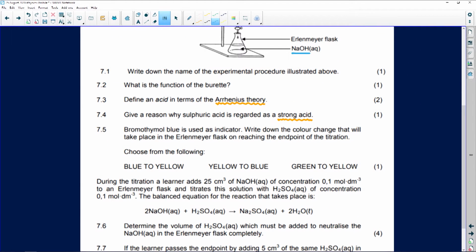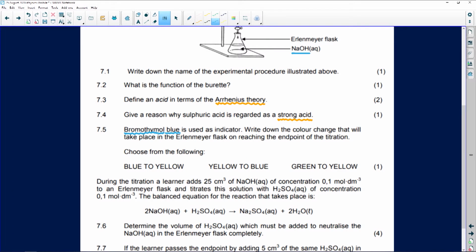7.5 says bromothymol blue. Now, when we are reading bromothymol blue, you need to already get something ringing in your head. It is an indicator. Remember, we use indicators to show us that the endpoint has been reached. When we do titration, meaning we have an acid and a base, we have to use an indicator that will then show us that the endpoint has been reached. In grade 12, we use methyl orange, bromothymol blue, and phenolphthalein. Those are the three that we usually use. Bromothymol blue is the one used here, as an indicator. Sometimes they're going to tell you which indicator, and they might even ask you to define an indicator. So please go and learn the definition of what indicators are.